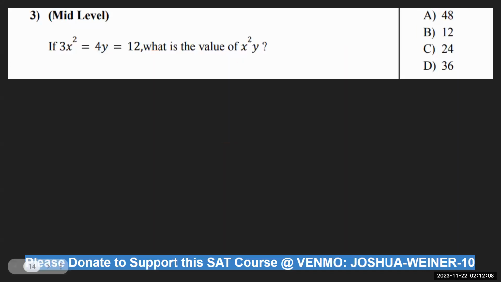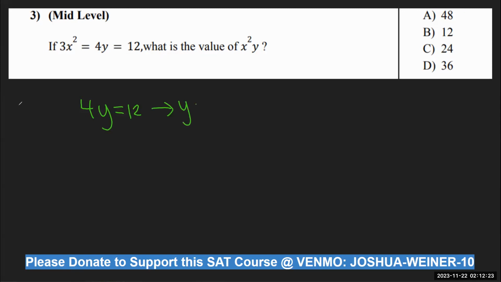Next one, question 3. If 3x squared equals y, and 4y equals 12, what is the value of x squared y? Well, 4y is 12, so y is 3. Then 3x squared is also 12, because they're equal. So then divide by 3 and divide by 3: x squared is 4, and x is plus or minus 2.